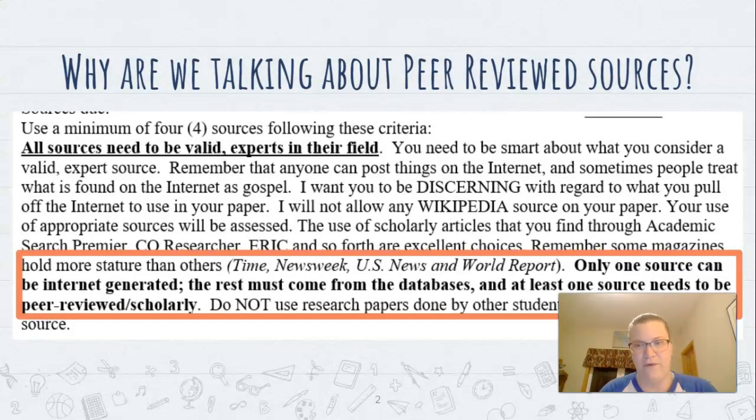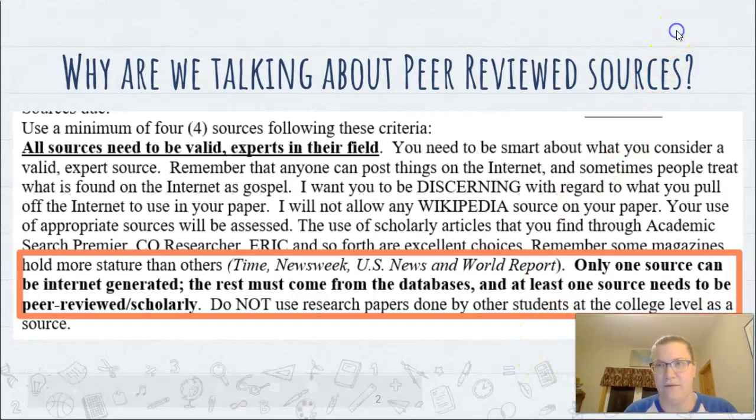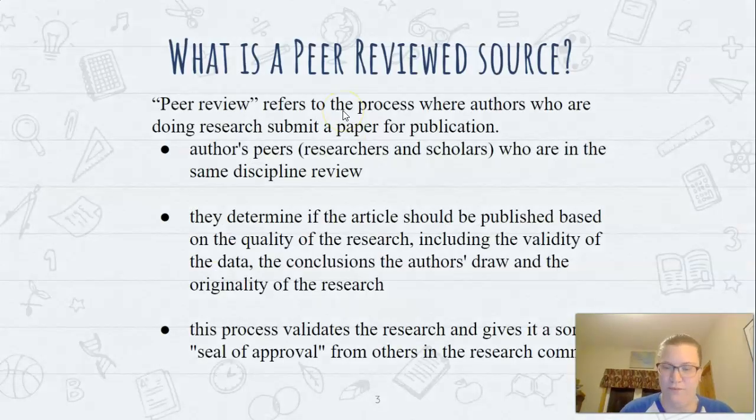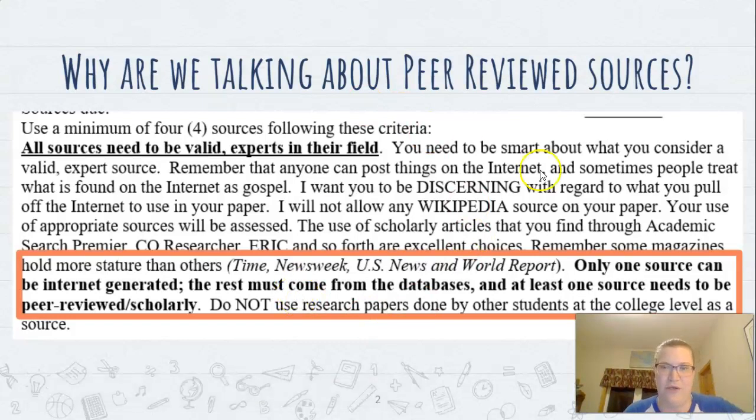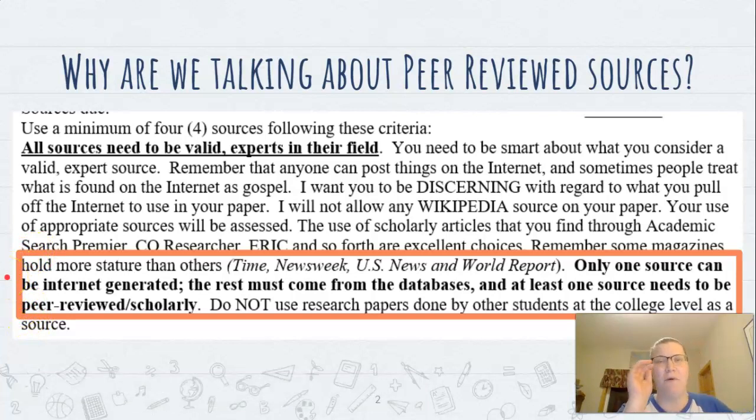Well, first of all, we have to identify why even bother talking about this. Why are we talking about peer-reviewed sources? And the reason is it's in the assignment sheet. This is on the first page of the research paper assignment. And what I've done is I put a box where it actually identifies for you that out of the minimum of 4 sources that you need, a minimum of 1 needs to be peer reviewed or scholarly.